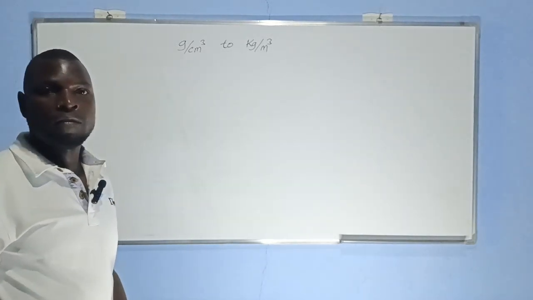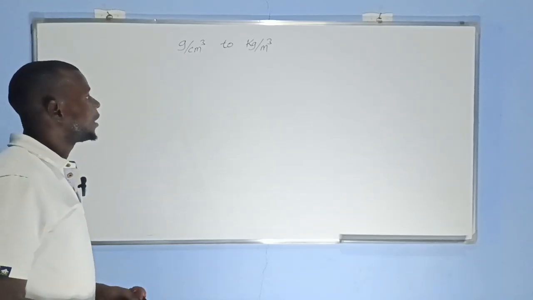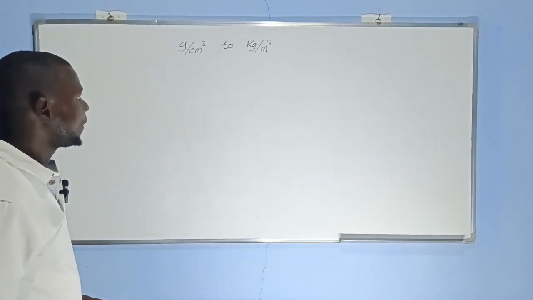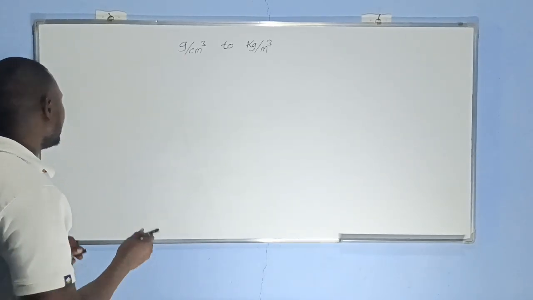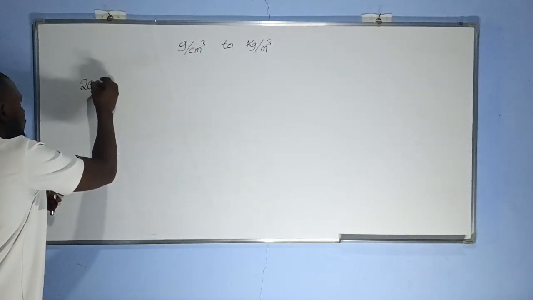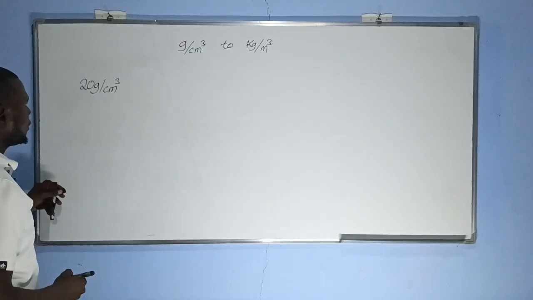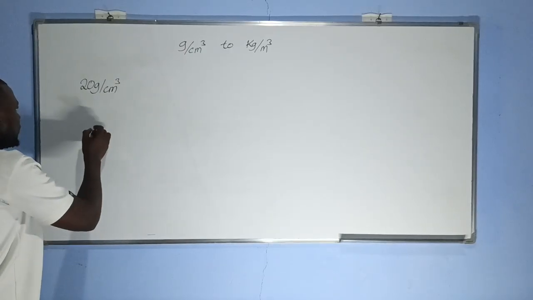Hello viewers, in this video we are going to learn how to convert from grams per cubic centimeter to kgs per cubic meter. Now let's say we are given 20 grams per cubic centimeter and we are told to convert this to kgs per cubic meter.